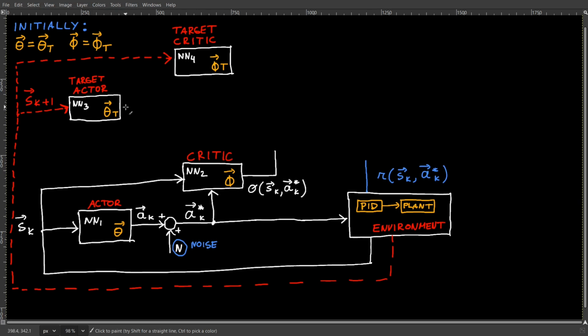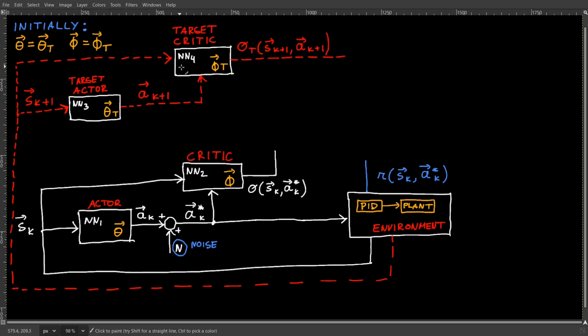This target actor produces an action vector at k plus 1, and for now here we will not add noise to it. Later on in TD3 we will do it, but not here, because right now I'm describing an easier algorithm called DDPG, and according to my research there was no noise added to the action vector that came out of the target actor. This action vector then also enters the target critic.